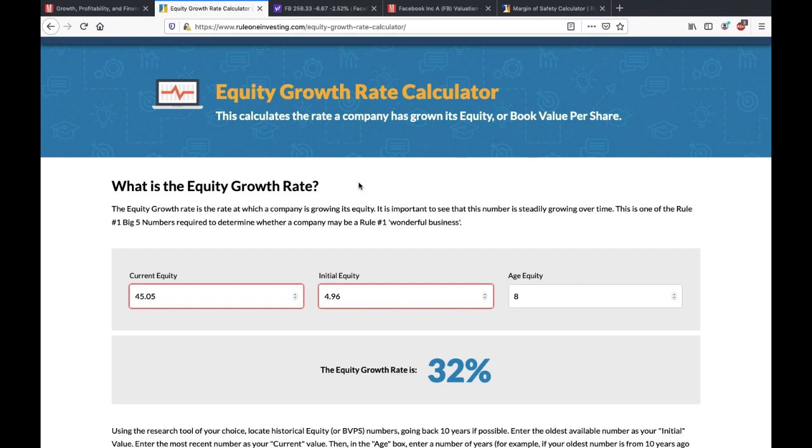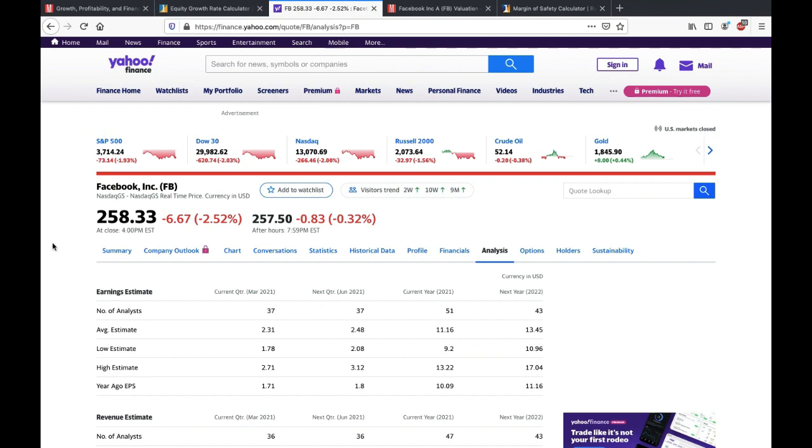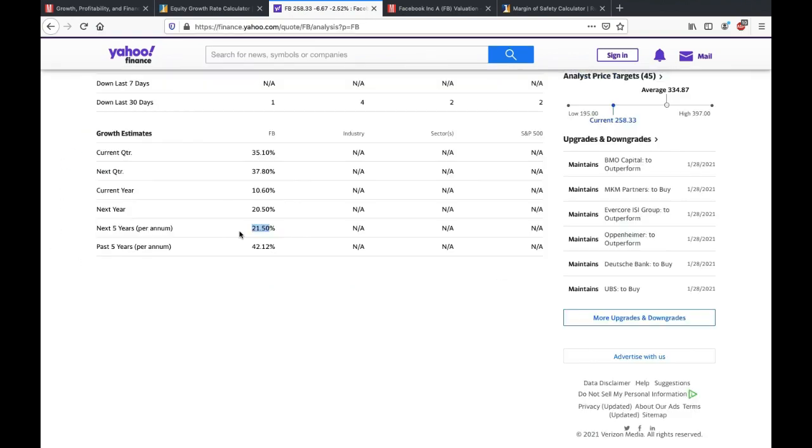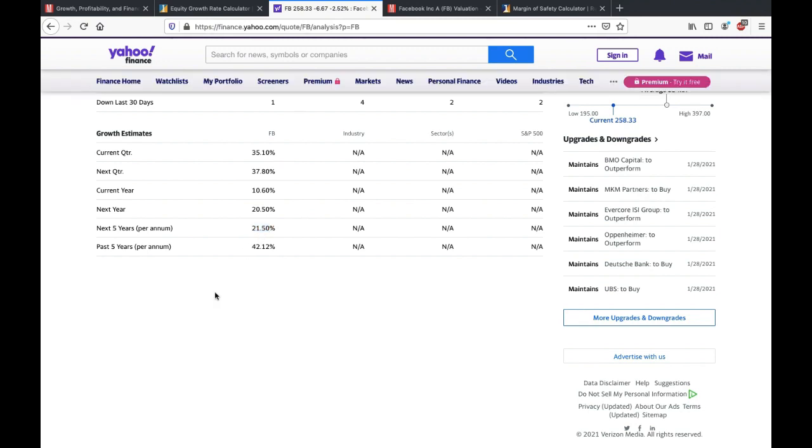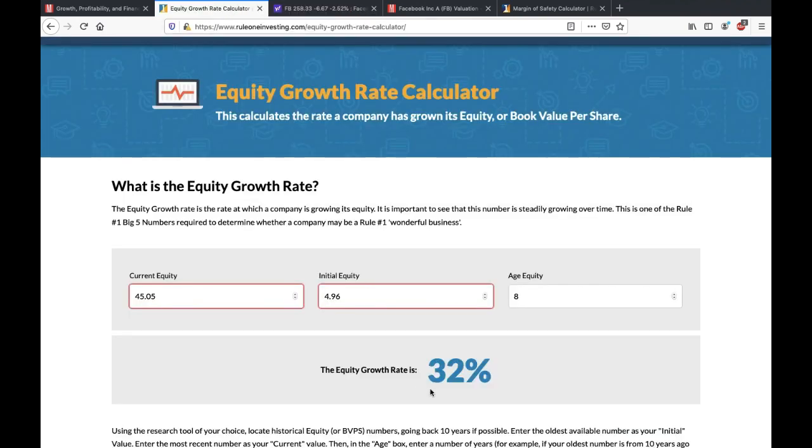I added this modification where I want to check also what analysts think. So if you go to the Yahoo page of Facebook and you go to analysis and go down to next 5 years, so here you see analysts think that the company is going to grow by 21.5%. And then I use the growth rate that is lower. 21% is lower than what we got here, 32%, so we'll use 21%.